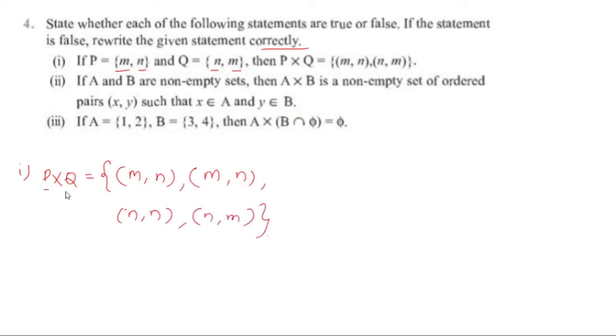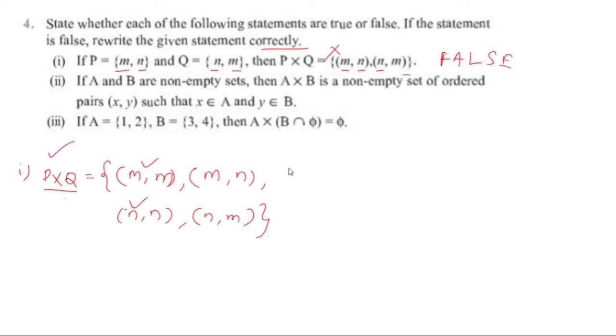So this will be P cross Q, but here it is given that P cross Q is equal to the set where the ordered pairs are (n, n) and (n, m). But here these two ordered pairs are excluded. So this one is false, this one is false, and the correct statement is this one. This is the correct statement.